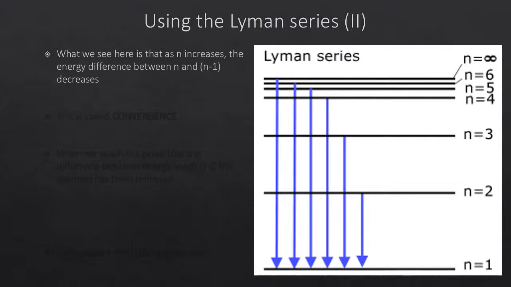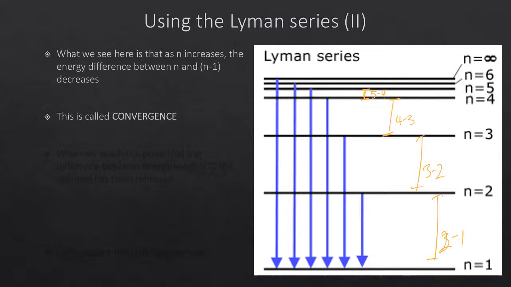So more on the Lyman series. What we can see here, and you may have seen it as I was drawing, is that as my n increases, the difference between the energy levels becomes smaller. So this difference 5 to 4 is much smaller than this distance 4 to 3, which is smaller than 3 to 2, which is smaller than 2 to 1.